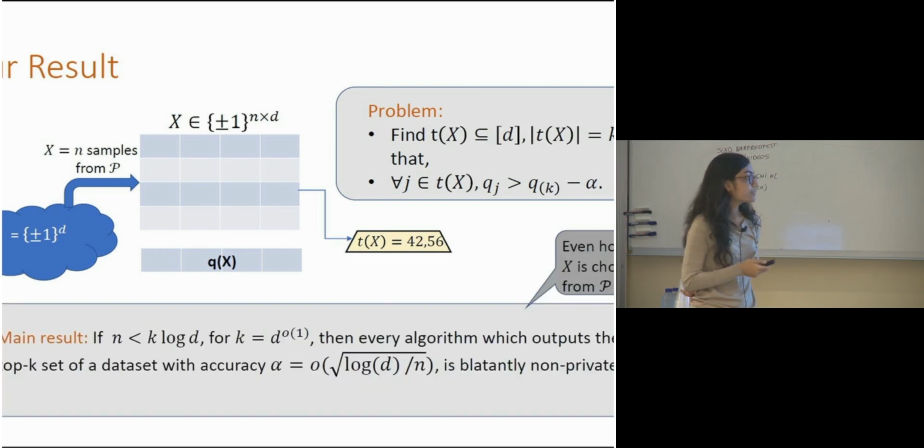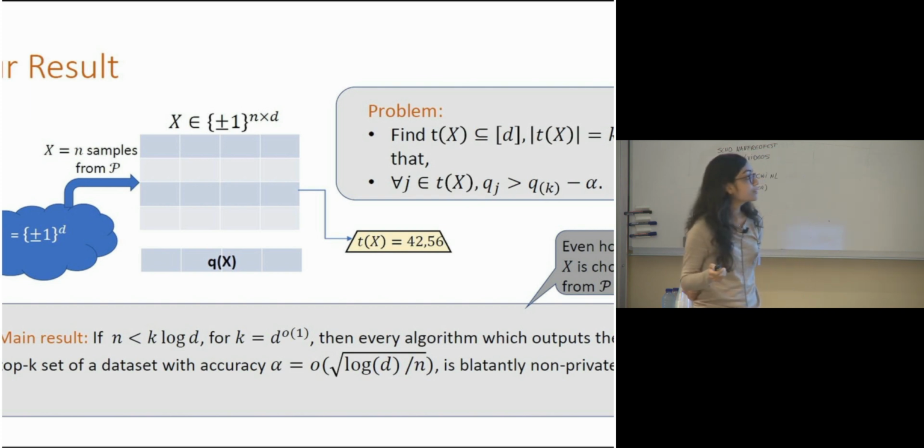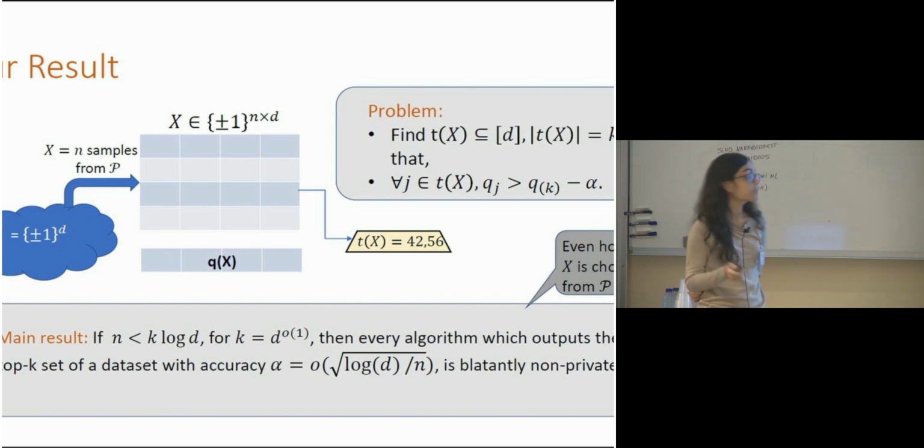Our result is that when the number of samples is smaller than k log D, then every algorithm which outputs this top-k set T of x with accuracy alpha equal to square root of log D by n is blatantly non-private. And this holds even when P is chosen to be the uniform distribution and the algorithm outputs an alpha-accurate T of x with high probability.